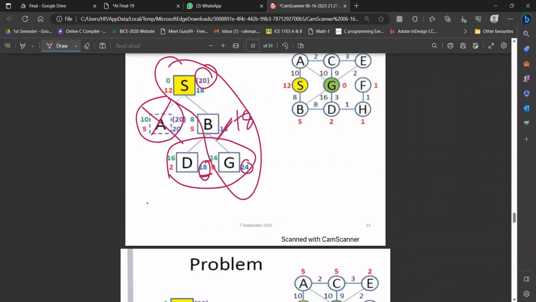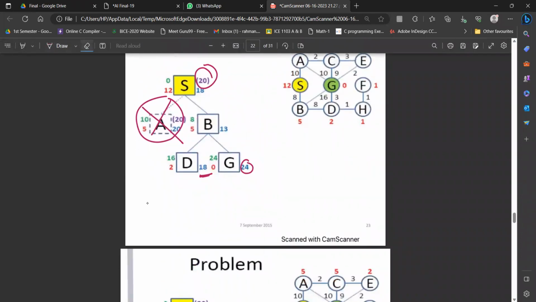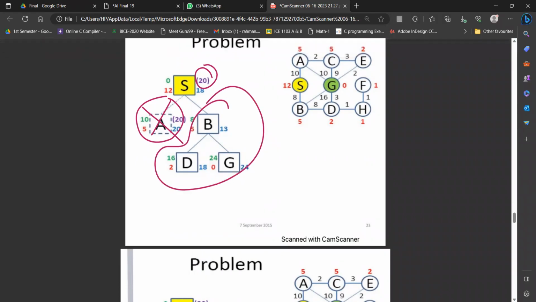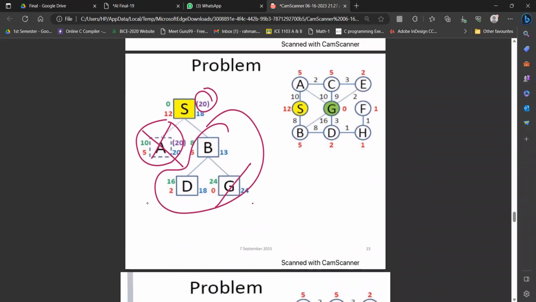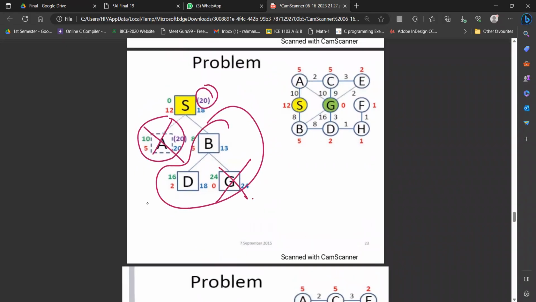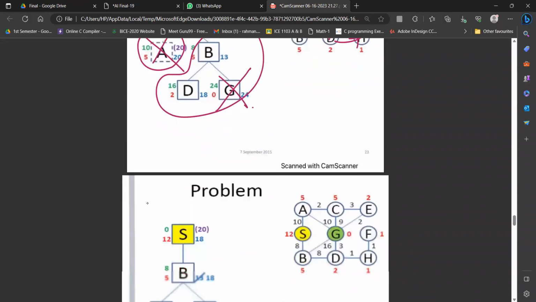The next thing that you need to do is, among these three, because we need to keep exploring, which one has the largest F value? The largest F value is that of G. So we omit this in order to further explore the children of D. Okay, so the children of D are H and G.